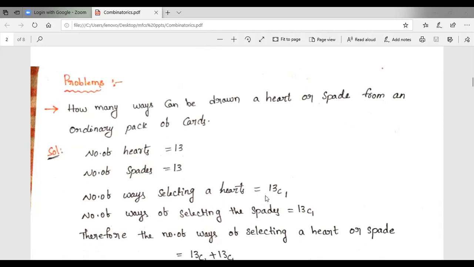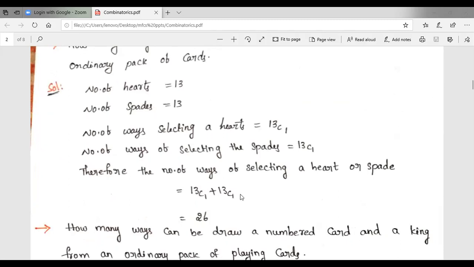So the number of ways of selecting a heart is 13C1, and the number of ways of selecting a spade is 13C1. Therefore, the number of ways of selecting a heart or spade, where "or" means sum, is 13C1 plus 13C1. In total cards we have to pick one card. How many heart cards are there? 13. So the possibility is 13C1 plus 13C1, that is 13 plus 13, which equals 26.